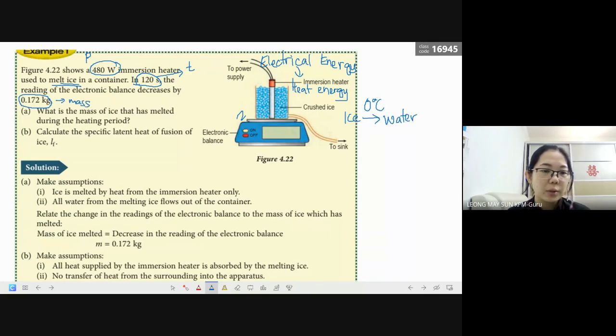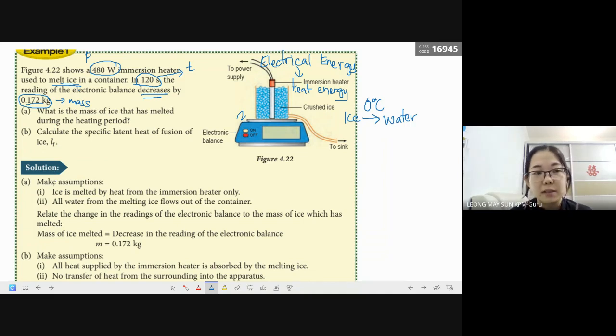Now, I'm showing you this because it shows you the assumptions. Sometimes the question asks, what assumptions do we make? So this is very important when we're dealing with heat energy. What is the mass of the ice that has melted during the heating period? The electronic balance decreased by 0.172 kg, so we know the mass that has melted is 0.172 kg.